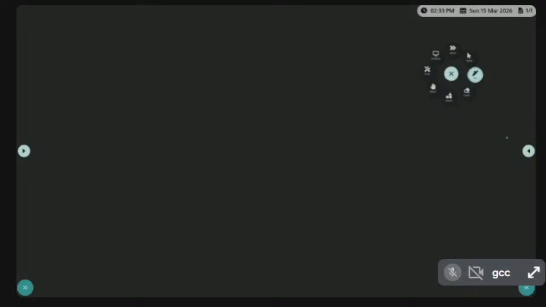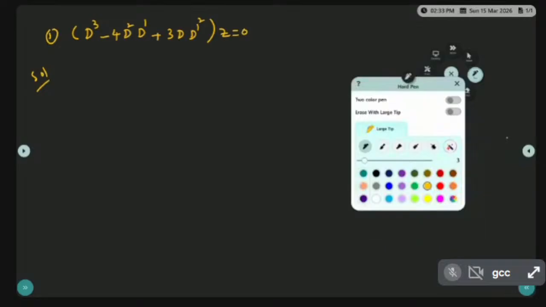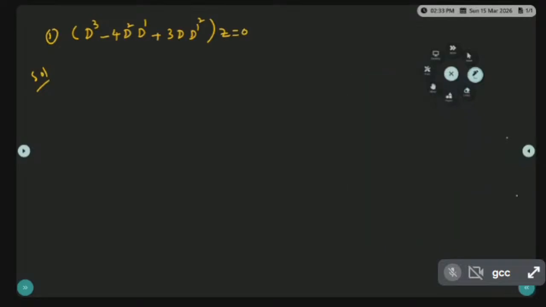Solve D cube minus 4 D square D dash plus 3 D dash square into z equal to 0. So what is given? D cube minus 4 D square D dash plus 3 D dash square.